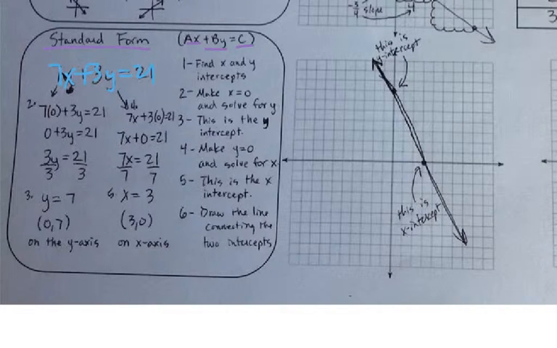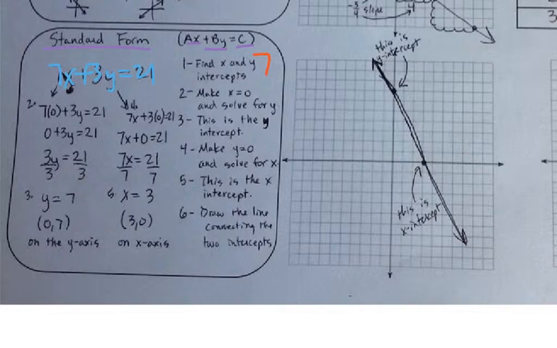Now, the easiest way to graph from standard form is to find the x and y intercepts. Now, on both of these, slope-intercept form and standard form, you could draw a table. You could fill out the table like we talked about on the last page, and from there plot the points. That is always an option. Okay, these are just shortcuts.